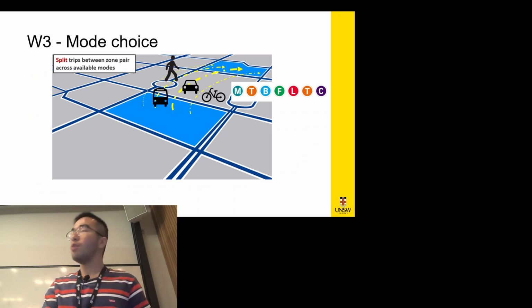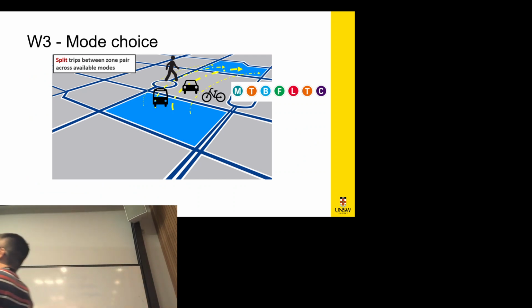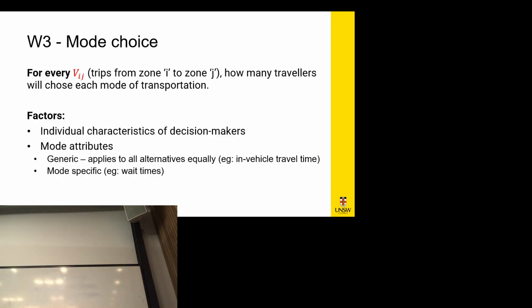Modal choice is determining which mode should I take. Should I take the metro? Should I take the train? Should I take the bus? So how many travelers will choose each mode of transportation, right? And we do this given the number from zone A to zone B. You have, let's say, 5,000 people. What percentage of each would choose to take the train or take the car or take the light rail? We're looking at that, okay?